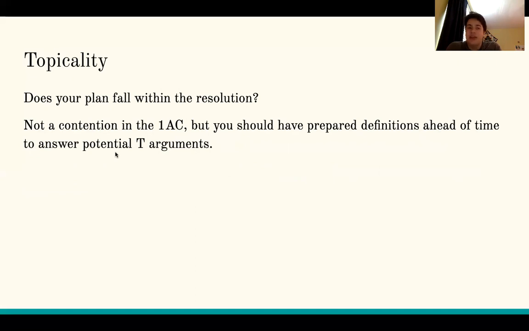It asks, does your plan fall within the resolution? Generally, this is not going to be a contention in the 1AC, but you should have prepared 2AC blocks for a variety of definitions to answer potential T arguments. So we have other lectures on topicality to look into that, but it's important to understand topicality and understand what your argument is for why your aff is topical. If I say any word in the resolution, you should be able to explain why that word is not an issue for your affirmative. So topicality, super important.